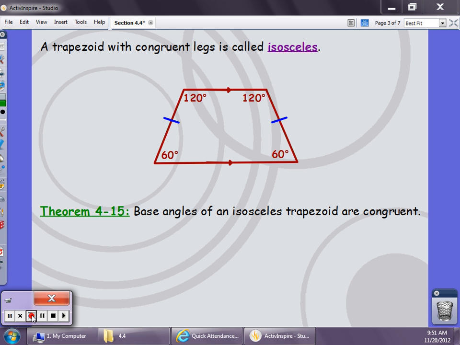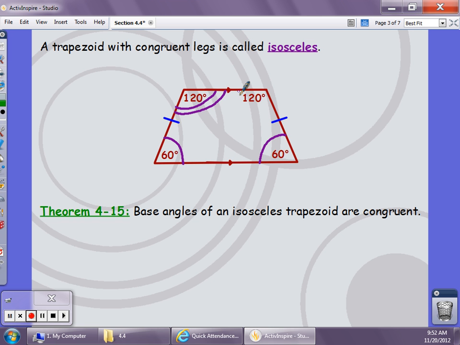So, theorem 4-15 states that the base angles of an isosceles trapezoid are going to be congruent. Okay, so our base angles, here's one set of base angles. Remember, a trapezoid has two bases. So in an isosceles trapezoid, you're going to have two sets of congruent base angles. And here is our second base. And as you can tell, we have a second set of angles that are also congruent.